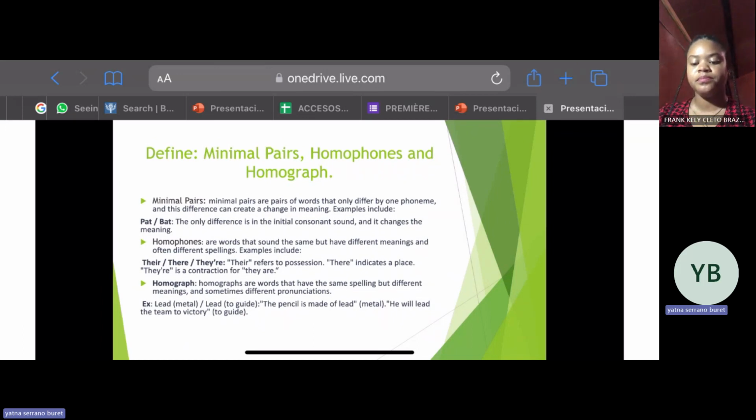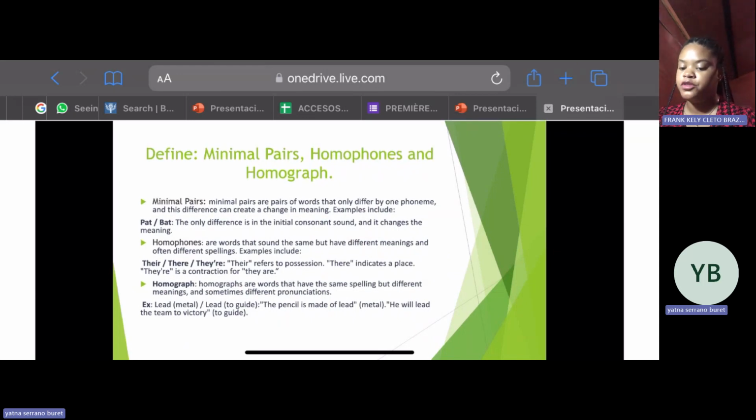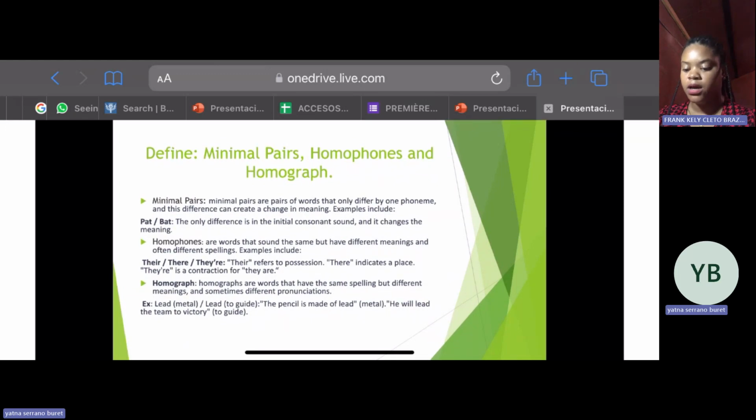Homographs are words that have the same spelling but different meanings, and sometimes different pronunciation. For example, lead, the metal, and lead, to guide. The pencil is made of lead. We will lead the team to victory.